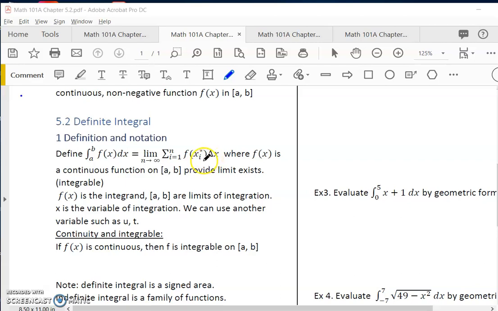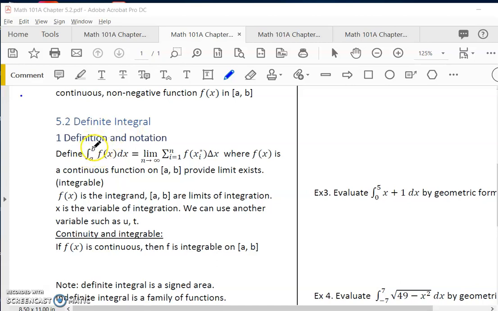And this is only defined for a non-negative function. That means f of x has to be above the x-axis because we're talking about area. But we want to generalize it so that we don't limit ourselves to non-negative functions. We allow f of x to be below the x-axis. So that's why we have a new definition, not area but signed area. You can say we release the condition for non-negative functions and redefine a new notation called a definite integral.